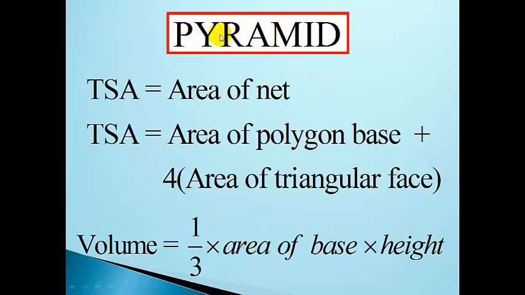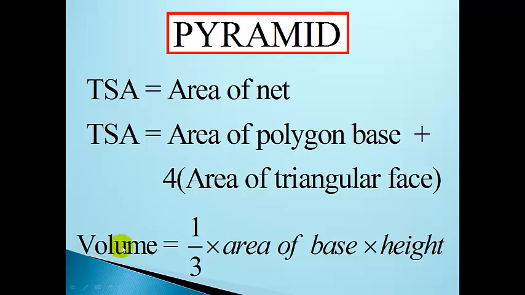Now, let's proceed. The total surface area of a pyramid is equal to the area of the net. So total surface area is equal to the area of the polygon base, that is the area of the base, plus 4 times the area of the triangular face. Why are we multiplying by 4? Because the triangular faces are 4. So if you calculate the area of one triangular face, we multiply the answer by 4. Then we add it to the area of the polygon base and we have our answer.